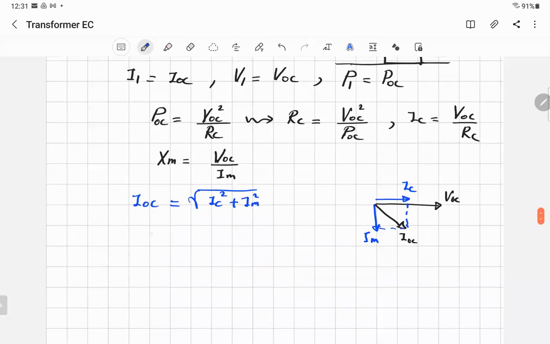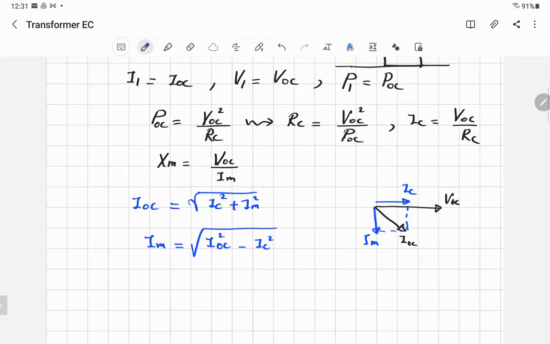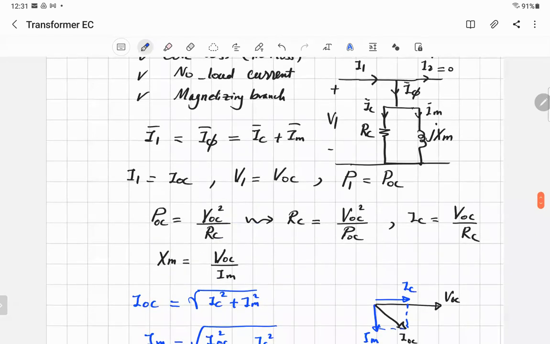So if you want to find IM, IM will be equal to the square root of I open circuit squared minus IC squared, by Pythagorean. Then you get IM, the current in this branch. You have this current, all this, I1 equals I5 equals I open circuit. All this, I call it I open circuit. So you subtract, but not just by Pythagorean, you have the I total, I open circuit. You have IC, now you get the IM.